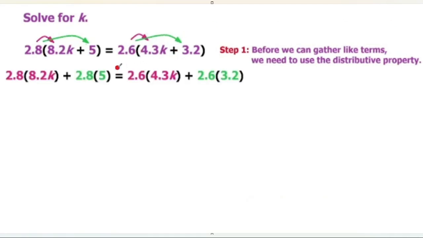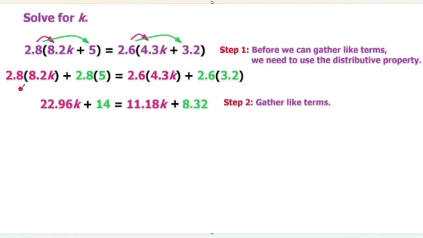So how does that look? I've used colors here to make it easier to look at. So 2.8 times 8.2k is this. Then 2.8 times 5 is here. On this side, we have 2.6 times 4.3, which is here, and 2.6 times 3.2, which is here. Okay, so now we can gather the like terms after we multiply everything out.